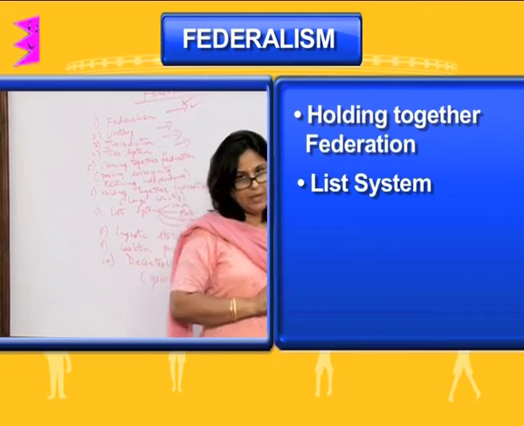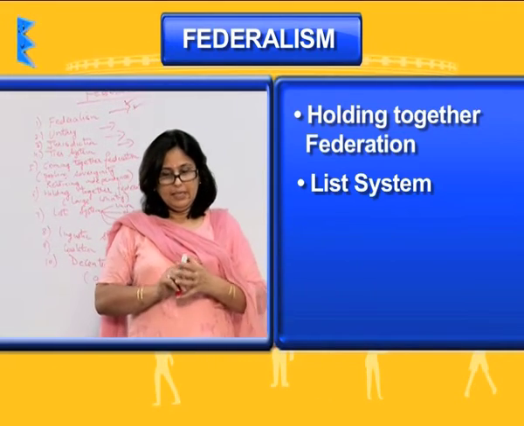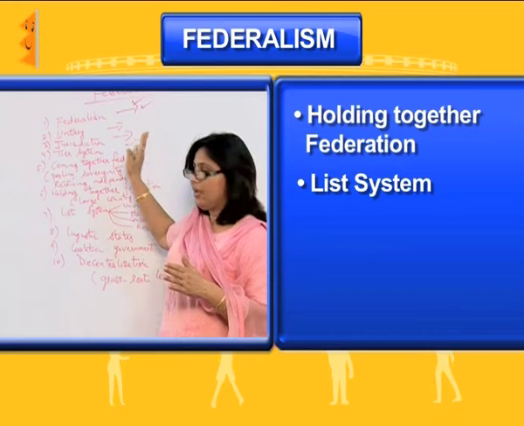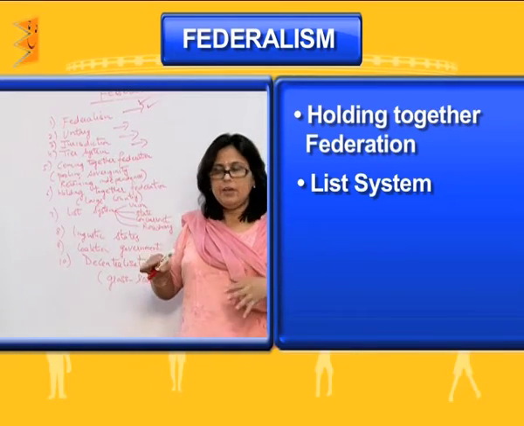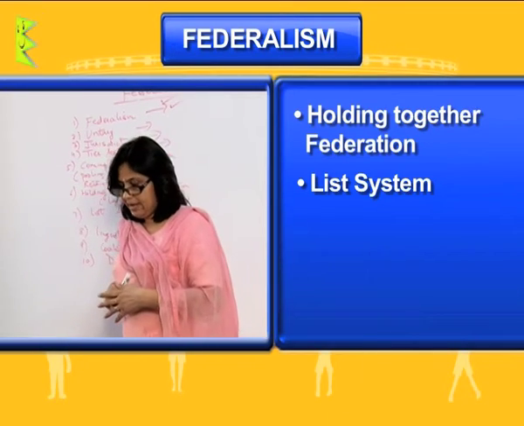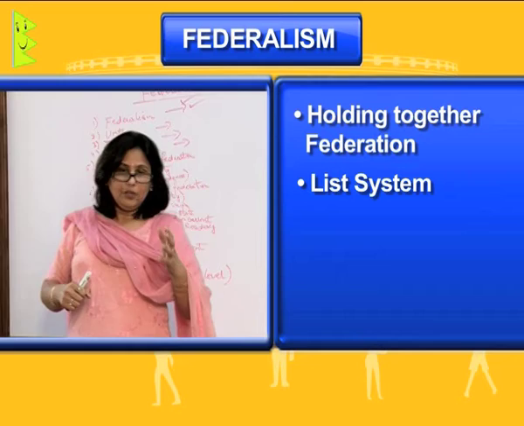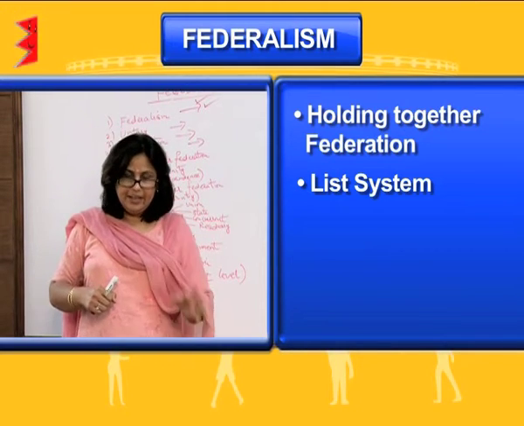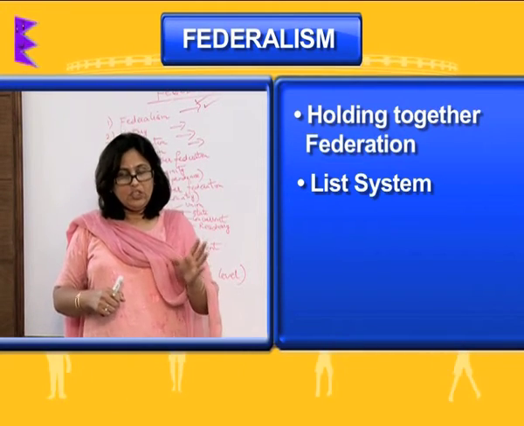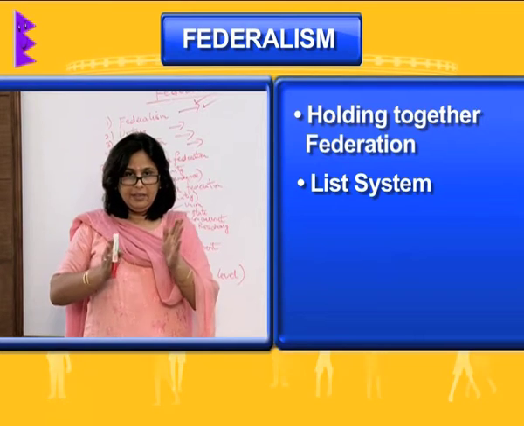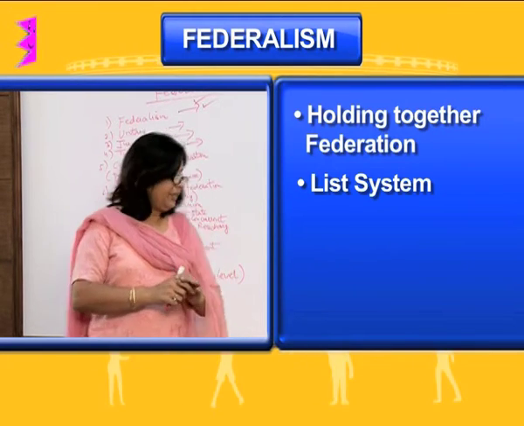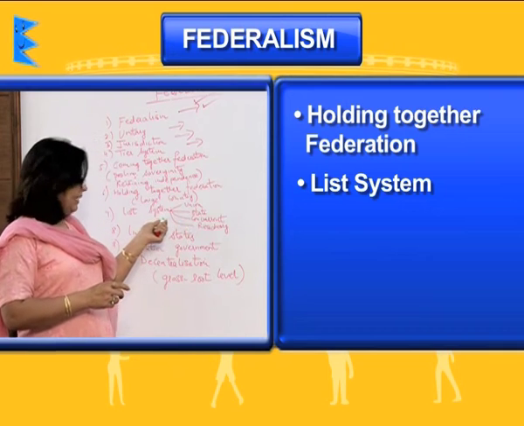List system. Now, list system means that when the division of power, as I said, is done between the three levels of the government or two levels of the government, wherever as it is, then you need to have certain jurisdictions, certain areas, certain subjects which are actually in the domain of a particular government. And for this, we have the list system.